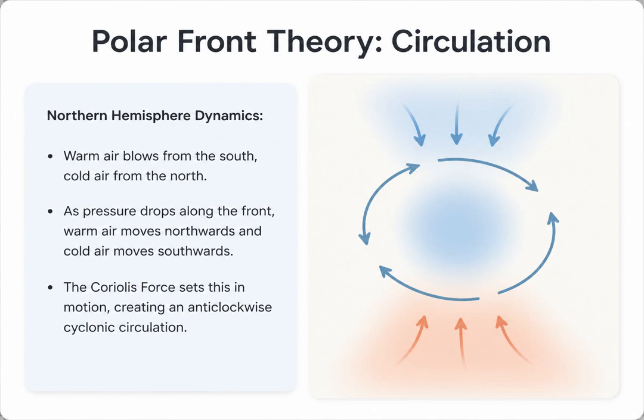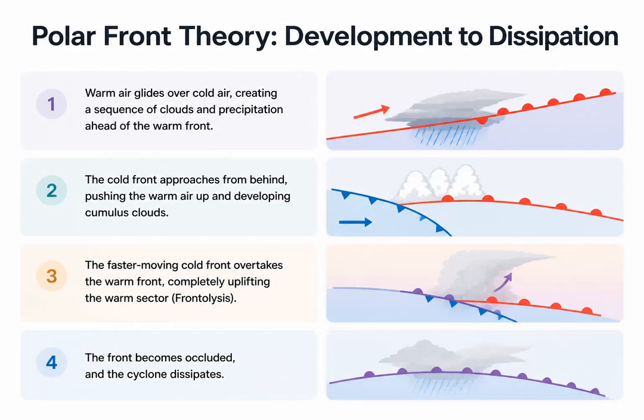Let us look at the circulation dynamics, specifically in the northern hemisphere. Here you have warm air blowing from the south and cold air coming from the north of the front. As the atmospheric pressure begins to drop along this frontal boundary, the warm air pushes northwards and the cold air pushes southwards. Because of the Earth's rotation, the Coriolis force acts on these moving air masses, setting up a distinct anti-clockwise cyclonic circulation. As the cyclone develops, the warm air, being lighter, glides up and over the heavier cold air.